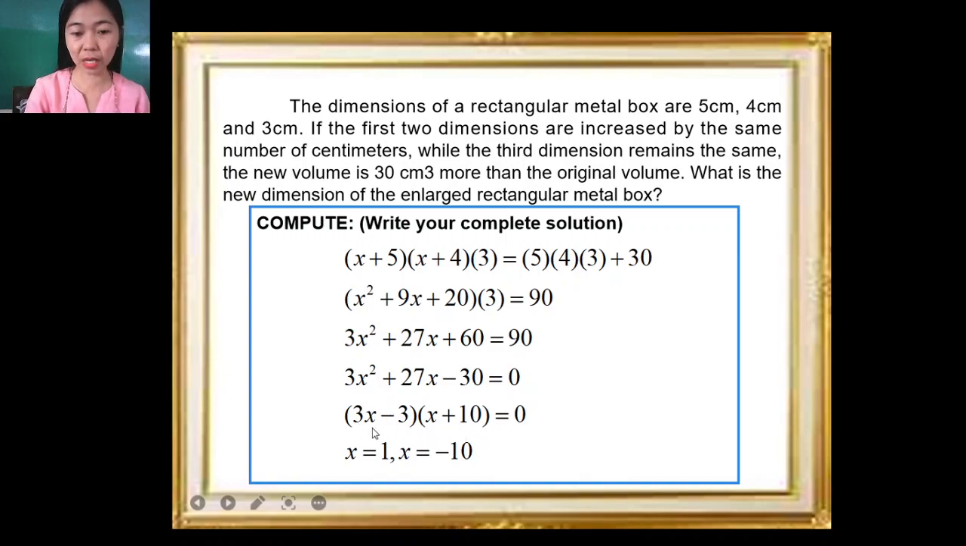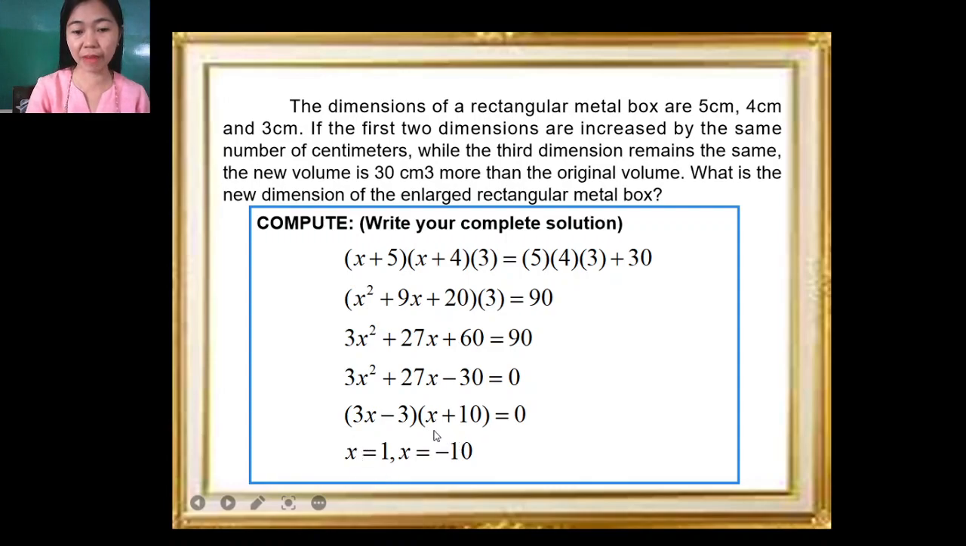So, we have the quantity of 3x minus 3 times the quantity of x plus 10 is equal to 0. And then, since both factors are equal to 0, we can now solve for the value of x. From 3x minus 3 equals 0. Find the value of x using addition property of equality. 3x is equal to 3. Then, dividing both sides by 3, x is equal to 1.